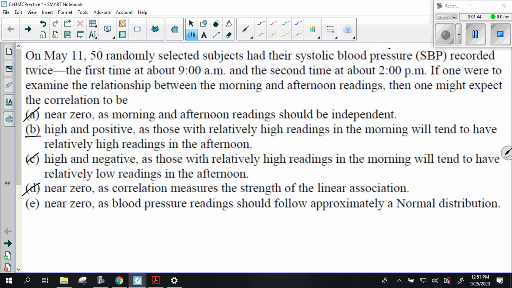Near zero, I don't think that the correlation would be zero at all, right? You should have a fairly high correlation with blood pressure because of the idea that it's not going to fluctuate that much just because of time of day. So we're going to go ahead and stick with B. Excellent. Let's go on to the next one.